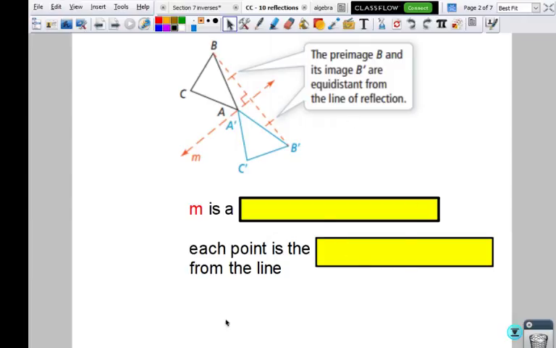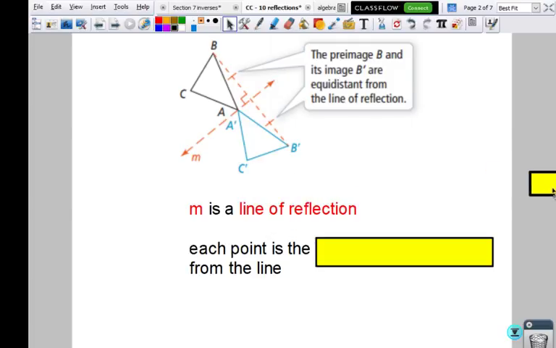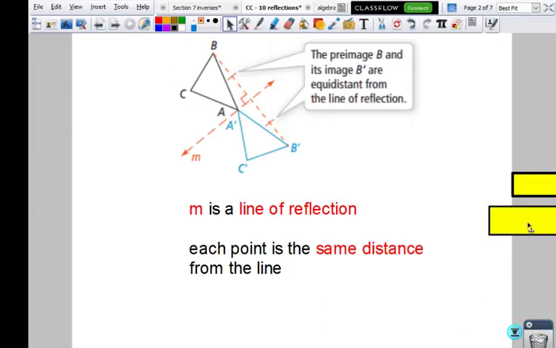So in this reflection here, my pre-image is this black shape. My image is this blue shape. And this line in the middle is called a line of reflection. This is the line of reflection that my shape is reflected over. And it's special because each point from the pre-image to the image is the same distance from the line as the other points it matches up with.